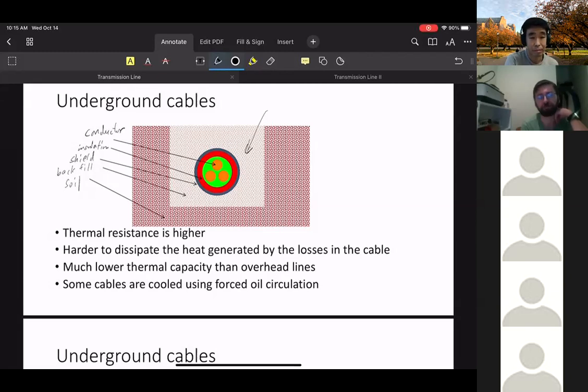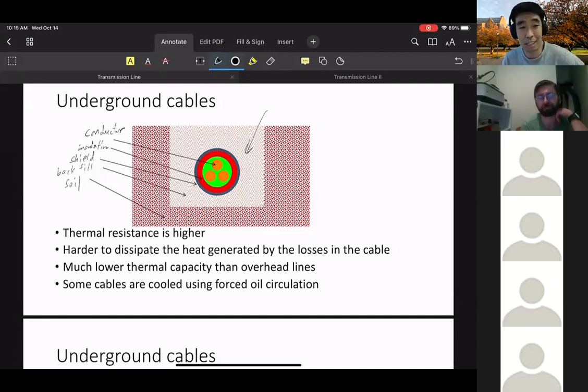Okay, so the cable would be running in a larger tube. Yeah, in a larger tank. And you basically have to circulate the coolant in the tank to carry away heat. Okay, thank you. Yeah, so you don't see that all the time.